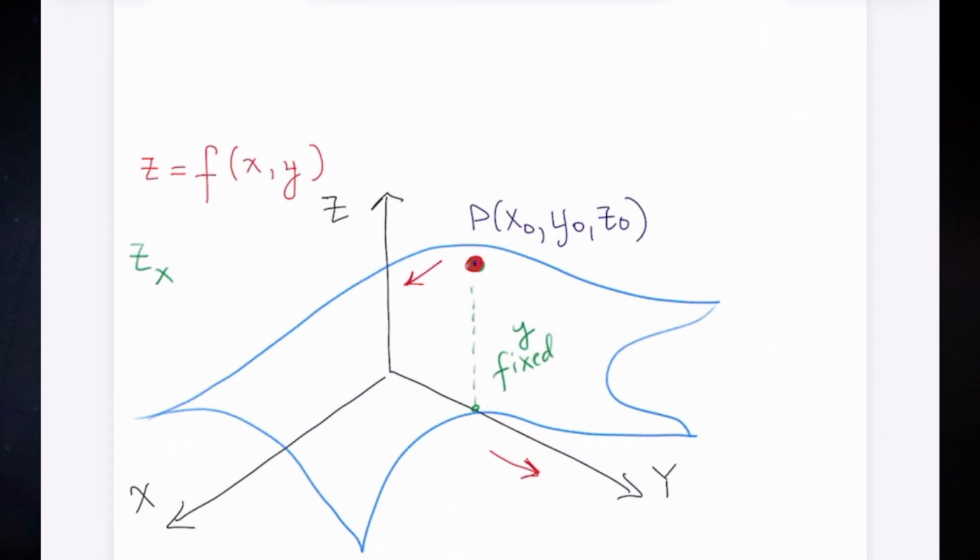Now what about the other direction? Well, the notation for that would be z sub y. Let me make a note here. This is y is fixed. This is x is fixed. And what does it mean? You just treat it as a constant. So z sub y will give me the instantaneous rate of change if I fix my x, so x will be fixed and I'm going in the y direction.